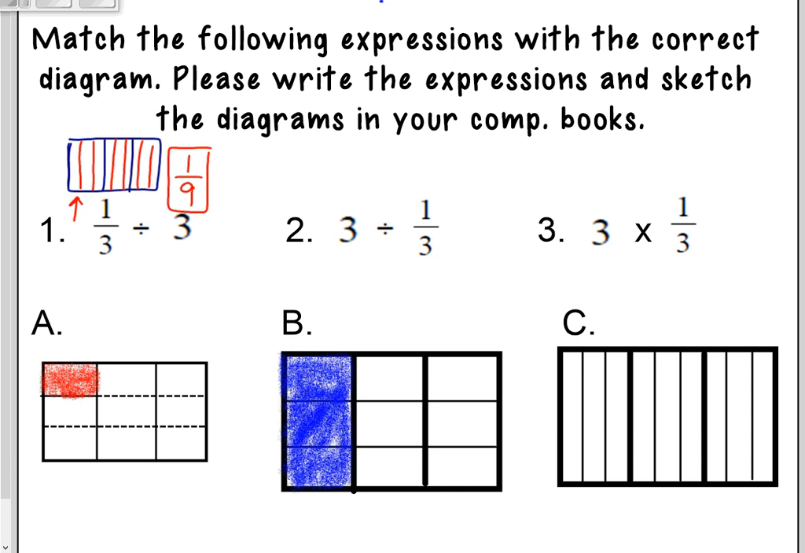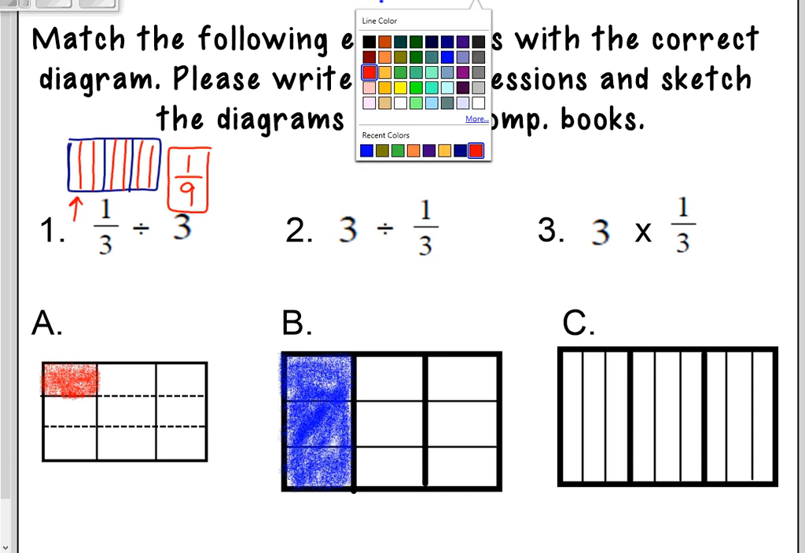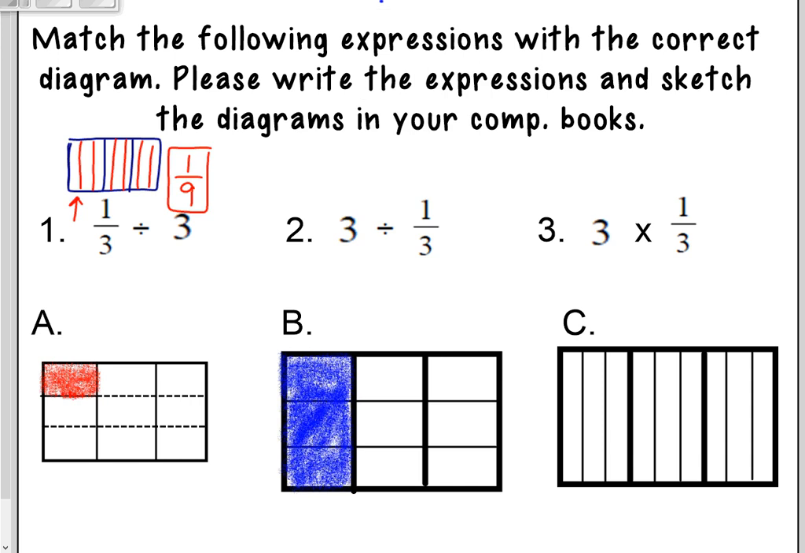Sorry if you're going to have to erase. So I took my thirds and I divided them into 3 parts, and each one of these is equal to, make sure I have a different color than red, 1/9 of the whole. Okay?